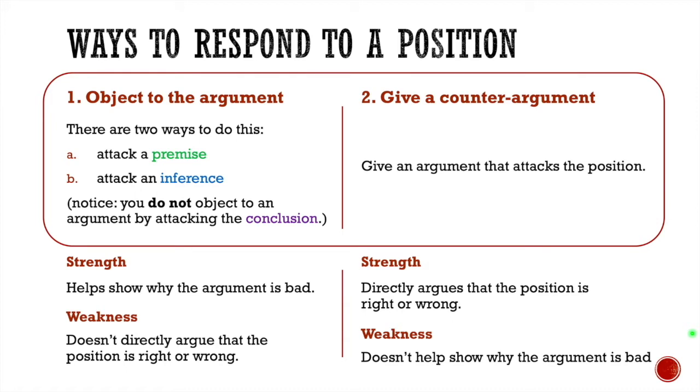So usually if you want a very thorough attack of a position, if you want to respond to a position thoroughly, you will both object to the arguments for that position and give counter-arguments to that position. That way you're both showing that the arguments for that position are bad and showing that the position itself is false or wrong.